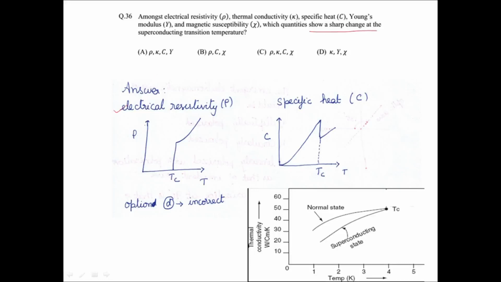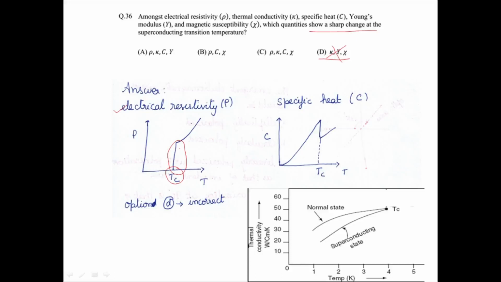This is a graph of electrical resistivity as a function of temperature. At the transition temperature Tc, there is a sharp change in the resistivity. So therefore, this quantity is correct. If you see the given four options, electrical resistivity is not present here, so this answer is incorrect. Your answer is either A, B or C.